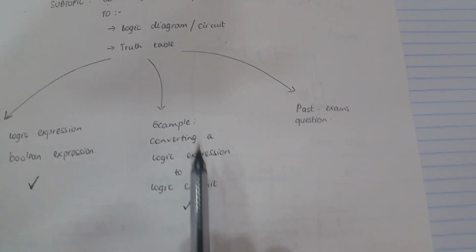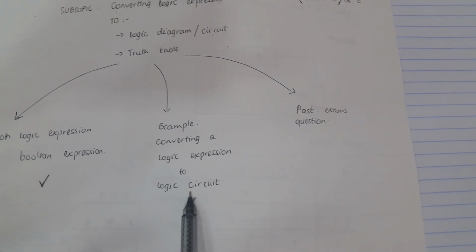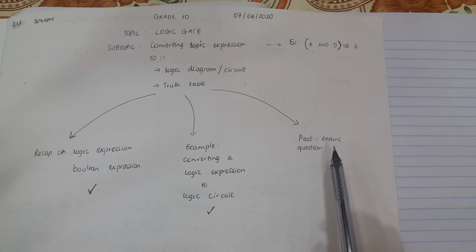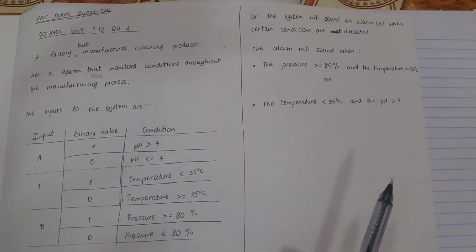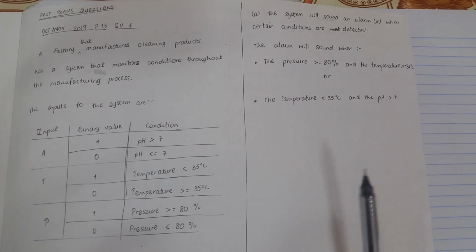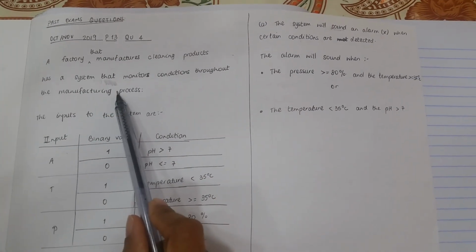Nous finissons converting logic expression to circuit. Maintenant, je vous donne une post-exam question. Et l'exemple d'une post-exam question, c'est ça. Maintenant, je ne peux pas trouver aucune expression dans cette question. Je peux trouver une description d'un système.